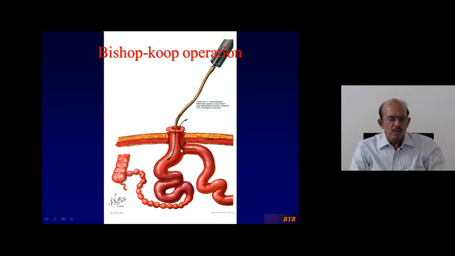What you do is, the proximal part of the bowel is cut. The distal end of the cut segment is kept outside. The proximal segment is anastomosed to the distal segment. This is what you do. Postoperatively, what happens? This acts as an ileostomy.